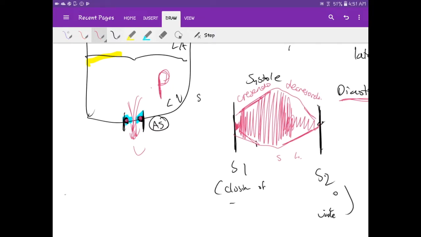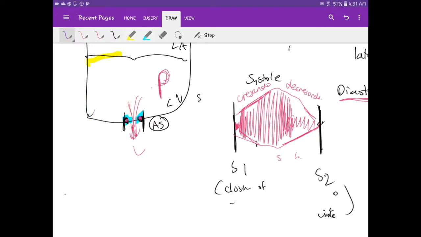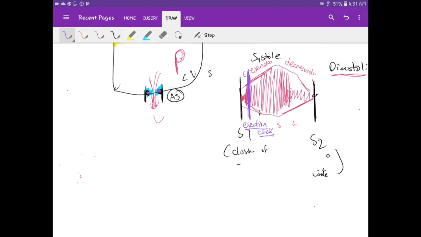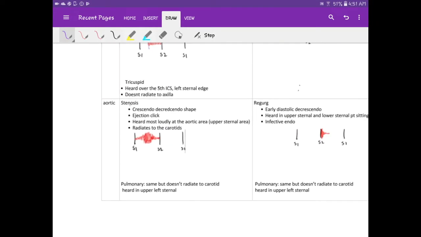Now, what I also want to mention, some books don't really mention this, is that because it's a stenosis, you get some sort of click as soon as the blood comes. So we draw that as an ejection click. Because there's a narrowing, when the blood moves, it goes cluck, like it clicks. That's what we call an ejection click. So we'll move back to our table, which we summarized: aortic stenosis, crescendo-decrescendo shape, ejection click.